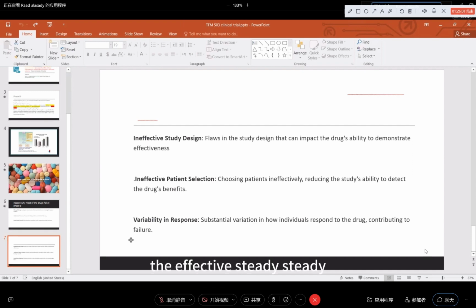The effective study design: failure in study design can combine to affect the study's ability to show effectiveness. In fact, patient selection, the patient response, can affect the study's result.